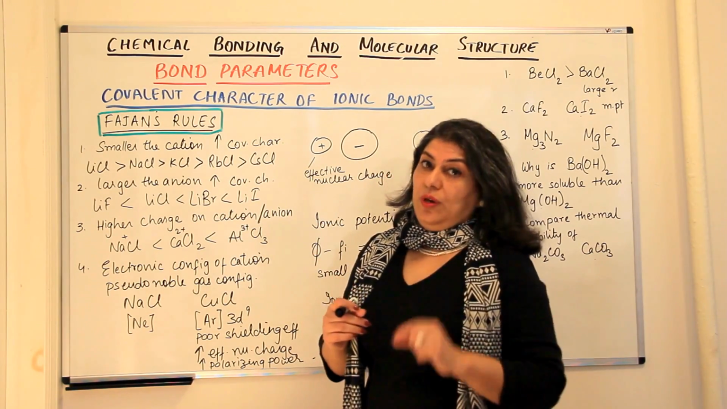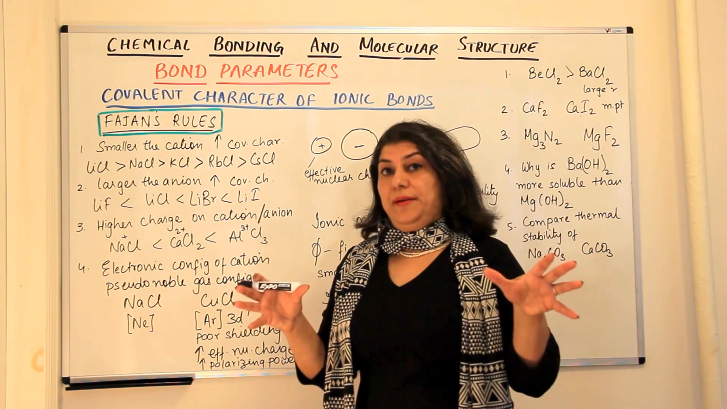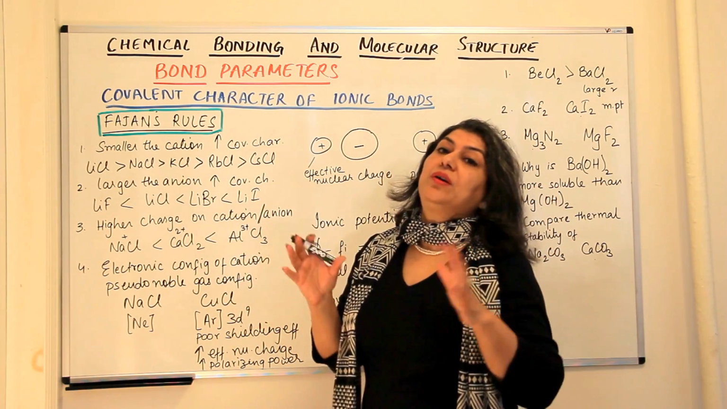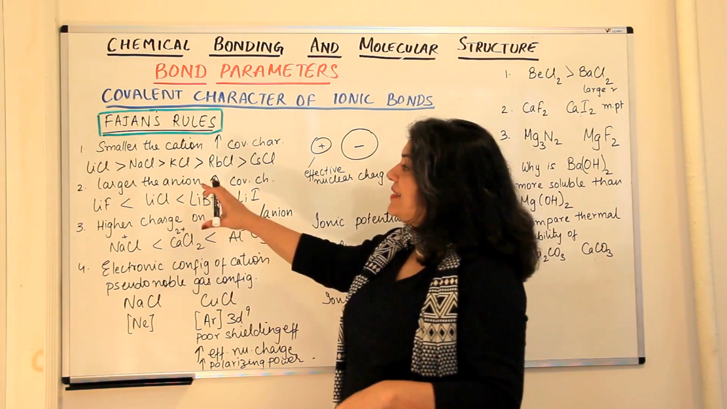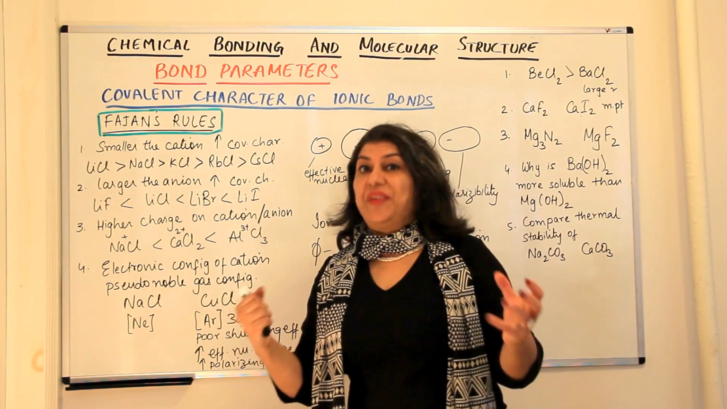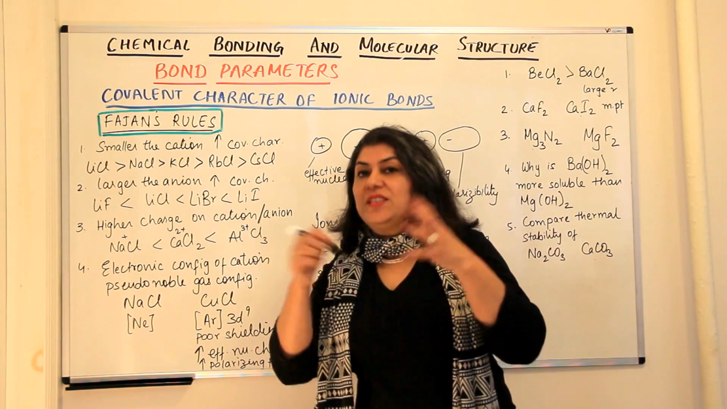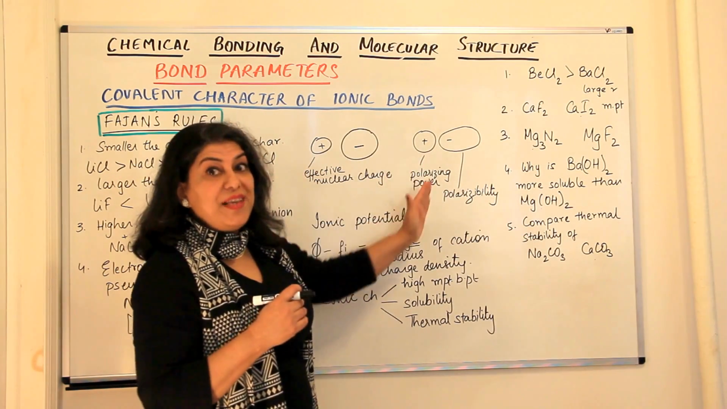The second rule, Fajan's rule, is that the larger the size of the anion, the greater would be the covalent character. Now, how do we understand this conceptually? When the cation is smaller, the effective nuclear charge is greater. And the greater the effective nuclear charge, the greater is its polarizing power.